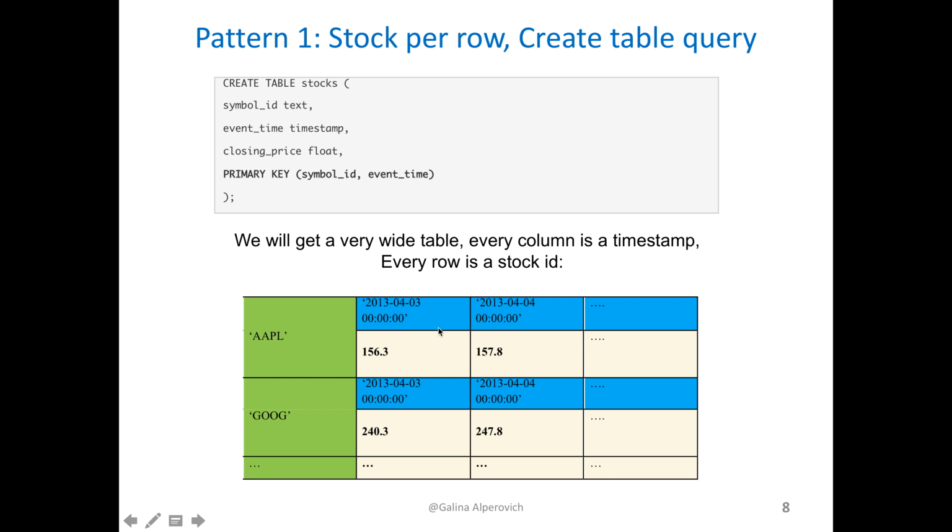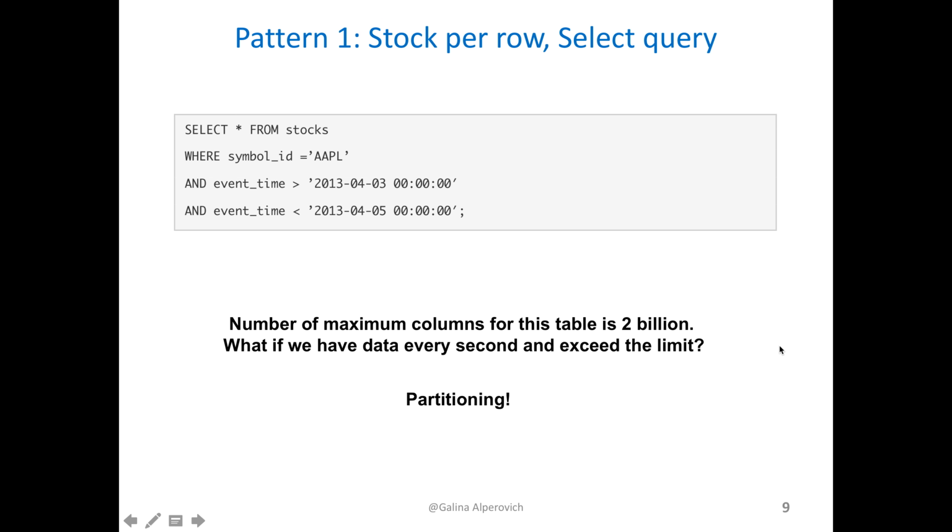But what if we have data every second? That means we will have a lot of columns. For such a table, Cassandra has a limitation. It might have only 2 billion columns. In the case of seconds, we will exceed this limit. To select the data, you need to perform this query. It looks very similar to SQL. If we exceed the limit of columns, we can use partitioning.